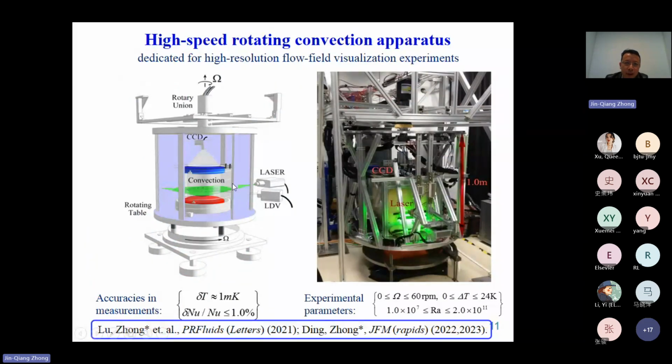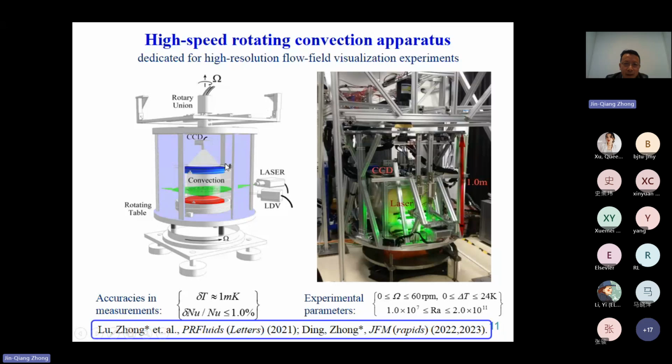In this context, we constructed a high-speed rotating convection apparatus to study vortex dynamics. Here is a schematic drawing showing the experimental design. We use a cylindrical cell of diameter 24 centimeters. Its bottom plate is made of high-conductivity copper with its temperature well regulated to within a few millikelvin. Thermal shields surround the fluid. They isolate the system from ambient temperature fluctuations and ensure precise measurement.